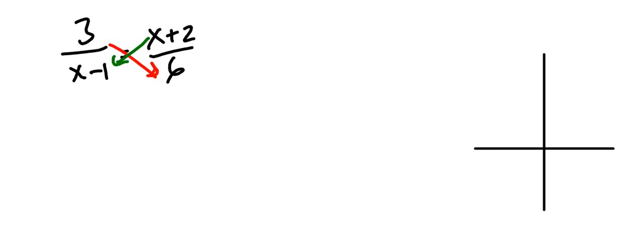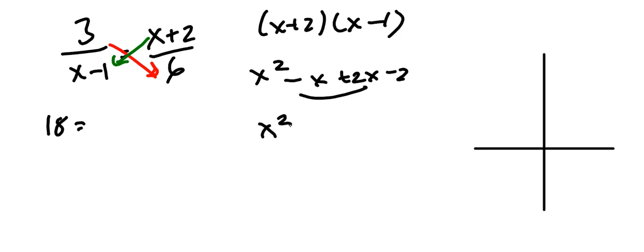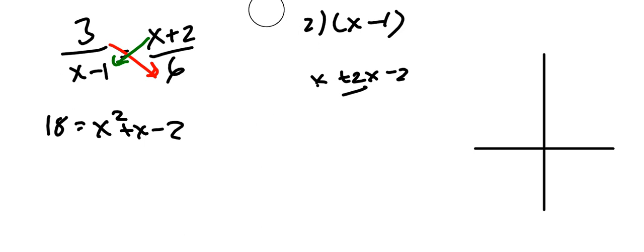Essentially, what we're going to get is 18, which is 3 times 6, is equal to x plus 2 times x minus 1. Y'all know how to FOIL this. x squared minus x plus 2x minus 2. And then we just combine these like terms: x squared plus x minus 2. There we go. And let's just erase this because we solved this already.